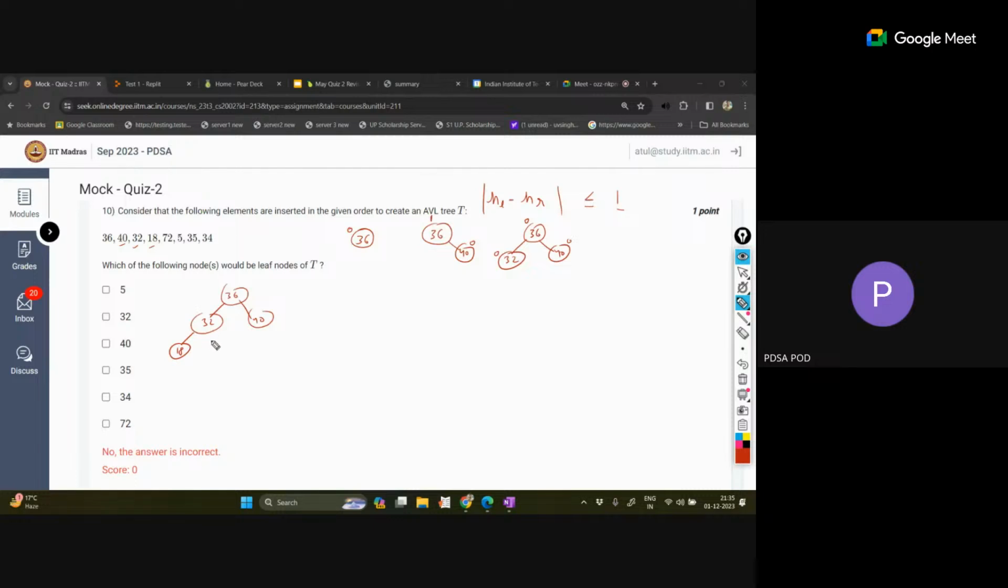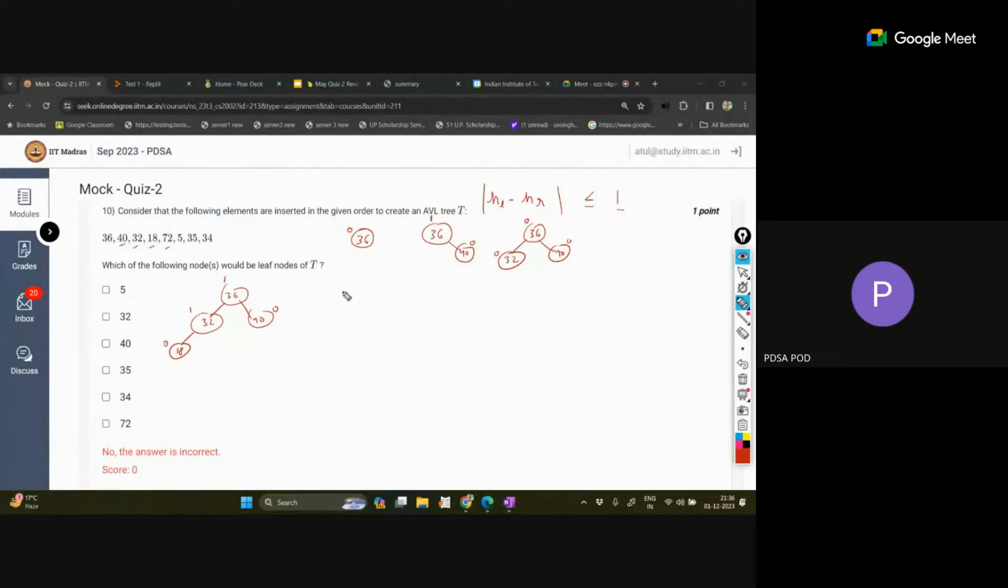Now again 0 and 0. What is the balance factor for 32? Left height is 1, right height is 0. So 1 minus 0, 1. Same for 36. Left height is 2 here. The longest path is 36 to 18, 2 edges, so 2, and right height is 1. So 2 minus 1 is 1. Still it is okay. Now 72.